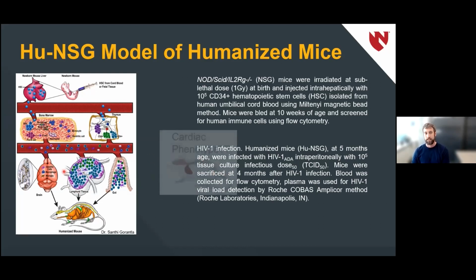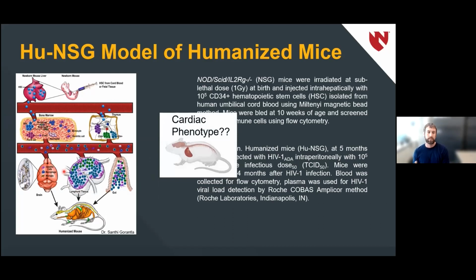However, Dr. Bidasi wanted to know if these animals showed a similar cardiac phenotype as the human HIV model. So they have the humanized leukocytes, but does this progress to a similar cardiac dysfunction seen in humans? And so for the rest of this talk, we're going to look at the cardiac phenotype.